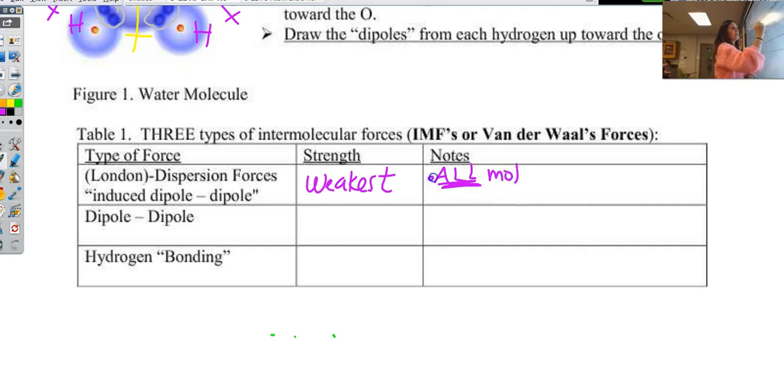All molecules, that's one thing about them. Okay, so if you're asked, which of the following will experience London dispersion forces? And you're like, oh, well, that one's hydrogen bonding, and that one has dipole, it's got to have London dispersion. London dispersion is for all molecules, okay? But it is specific to what type of molecule?